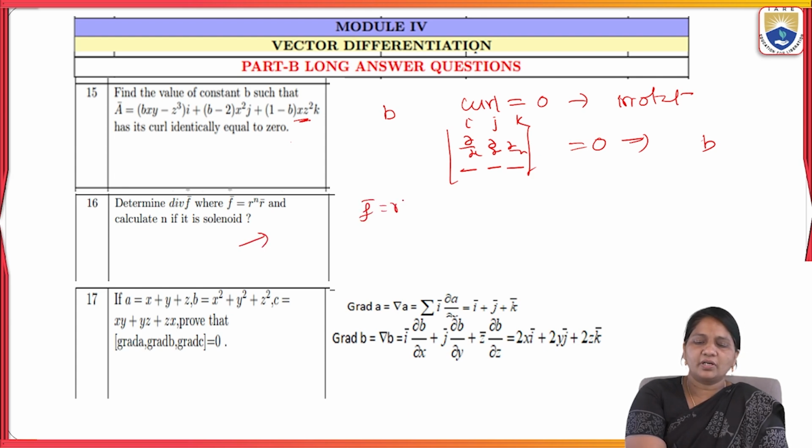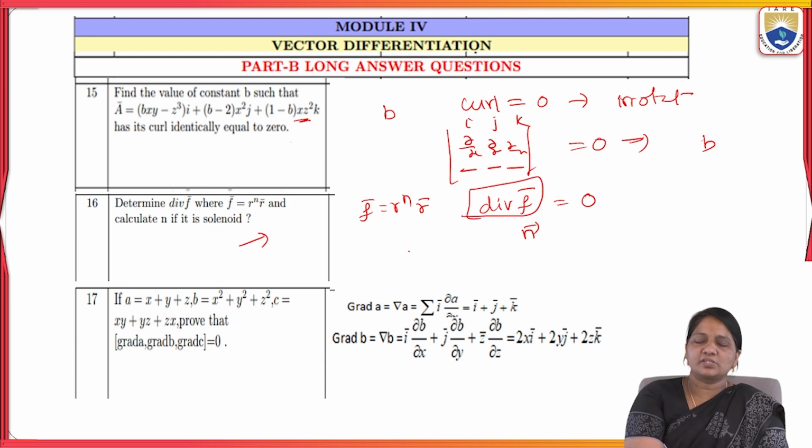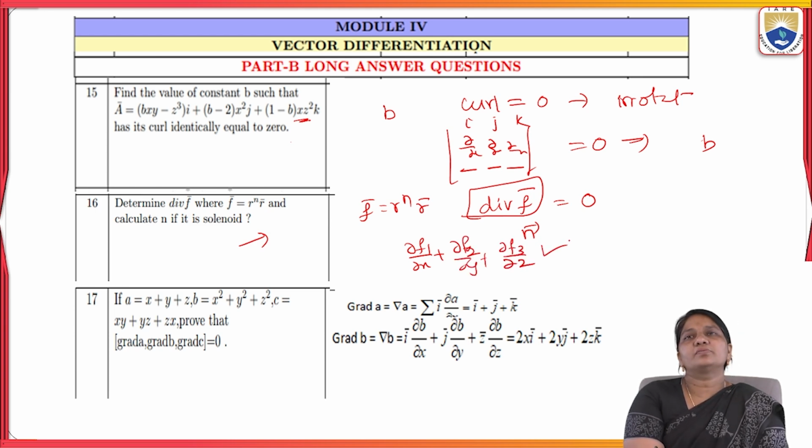So here, F bar is given, that is r power n into r bar. We are going to calculate the divergence of F bar. If divergence F bar is 0, then we need to calculate the n value also. That means first we have to calculate divergence F, that is dou F1 by dou x plus dou F2 by dou y plus dou F3 by dou z. This value first we have to calculate. After that we can equate it to 0 to get the n value.